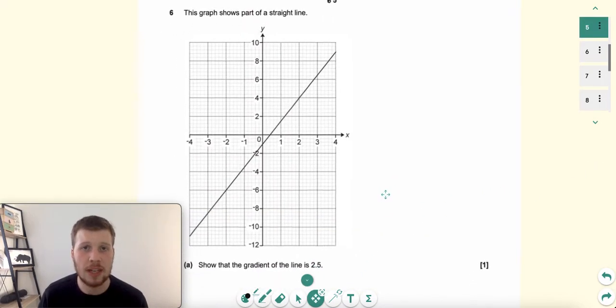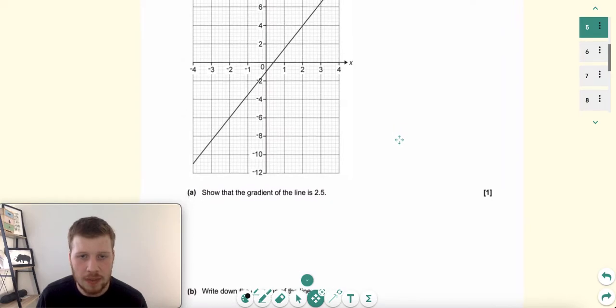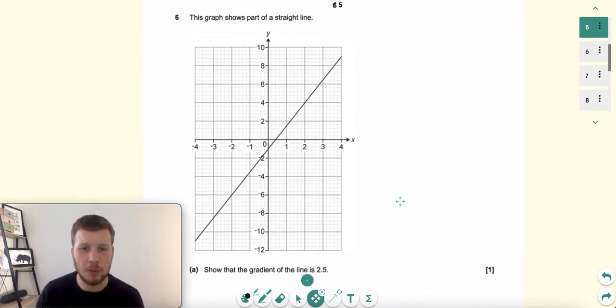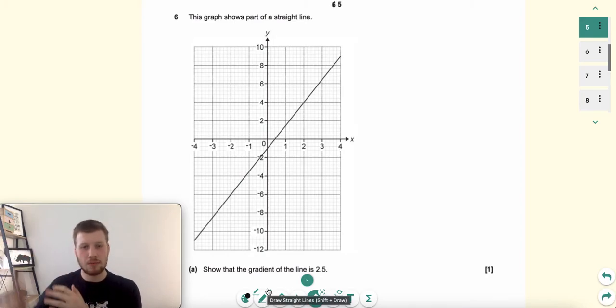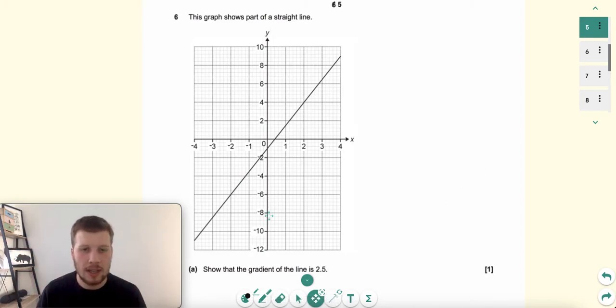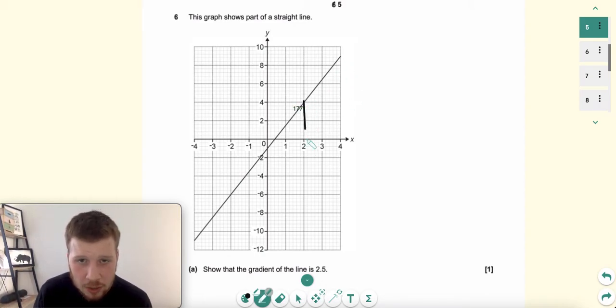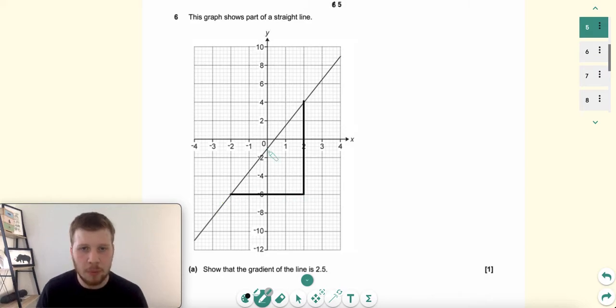Question 6, this graph shows a straight line. Show that the gradient of a line is 2.5. Okay, so first thing I need to do to show a gradient, I need to work out the rise, work out the run, and to do that, I'm going to use my straight line. I'm going to find some nice integer points. Well, I've got a point here, 2, 4. And that's going to go nicely with my point here of -2, -6. They're both points on the line, and they're nice, clean values.